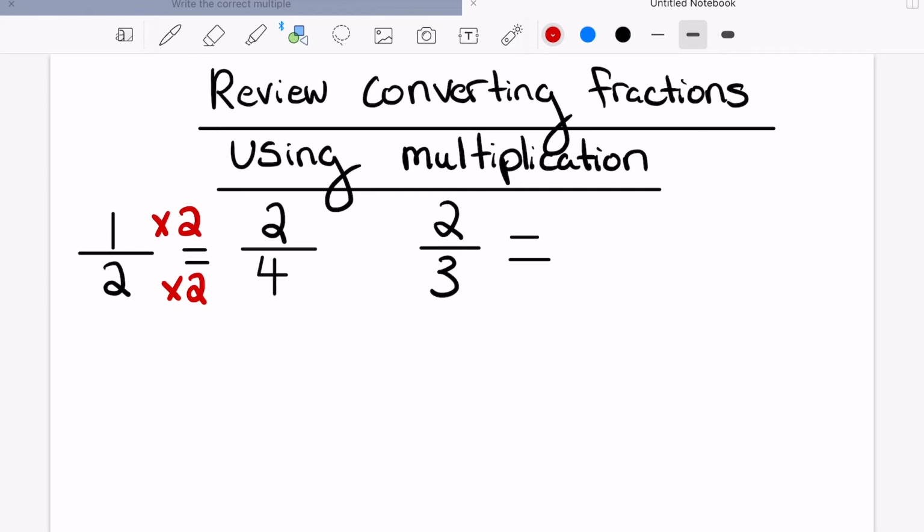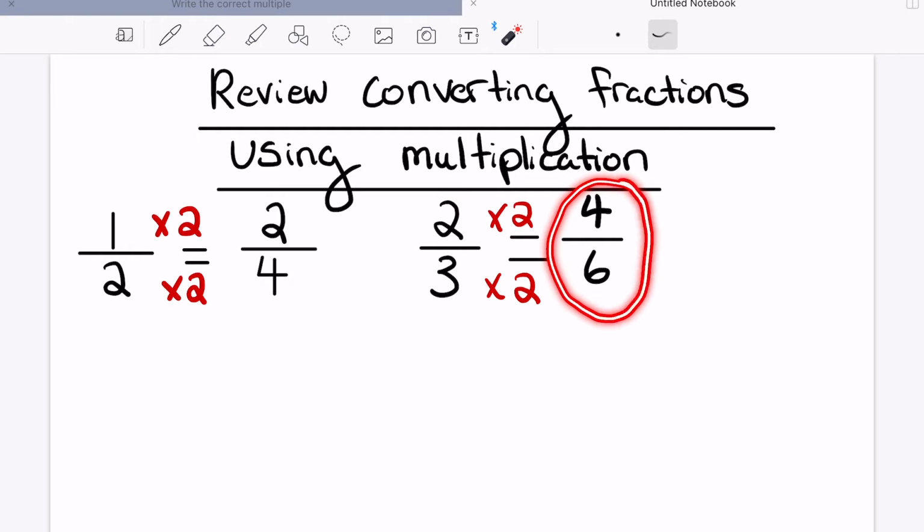Let's try to find an equivalent fraction. Let's do times 2 again. Oops, sorry. Let me erase that. Write that better. Times 2. 2 times 2 equals 4. And then 3 times 2 is equal to 6. So 2/3 is the same as 4/6.